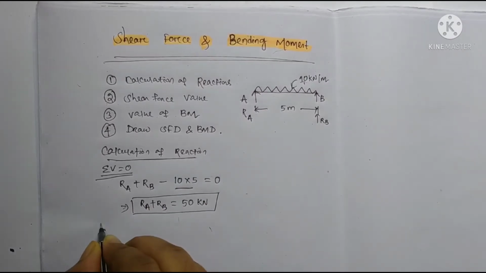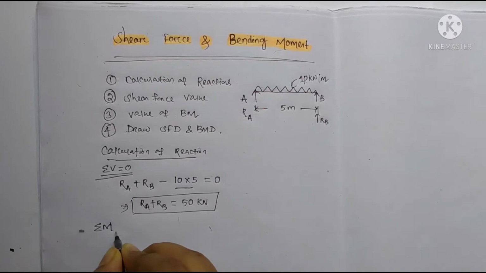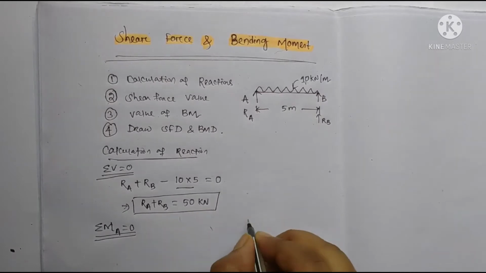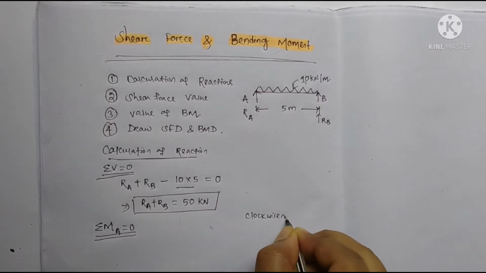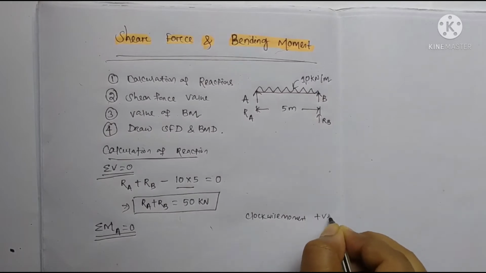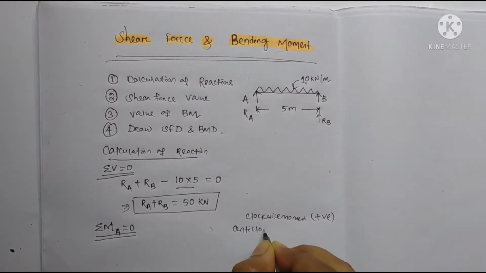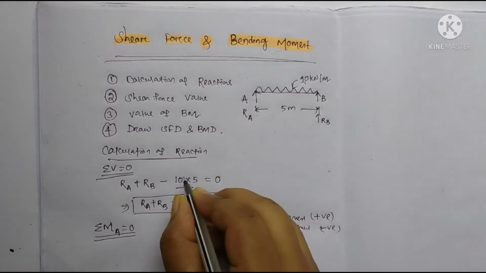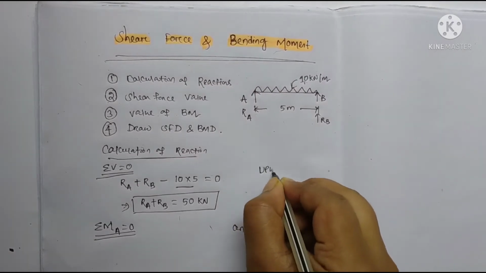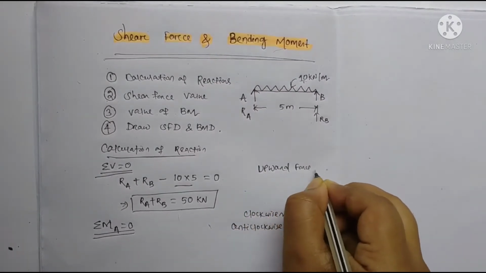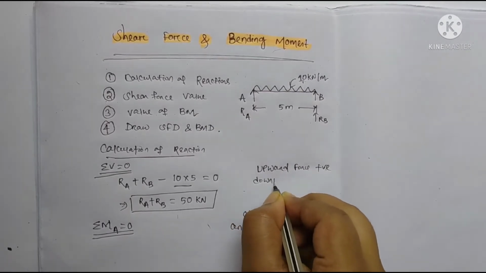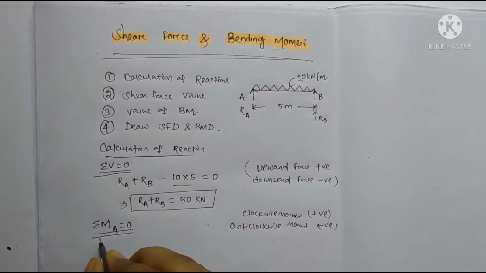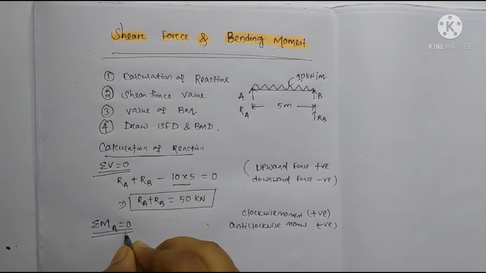Then we put the second equilibrium equation, that is summation of moment about point A equal to 0. We take clockwise moment as positive and anti-clockwise moment as negative. And in force, upward force is positive, downward force is negative. Then we calculate the moment about point A, that is equal to 0.